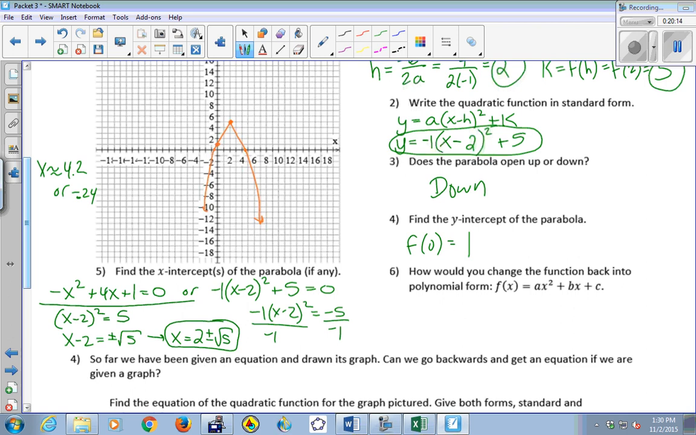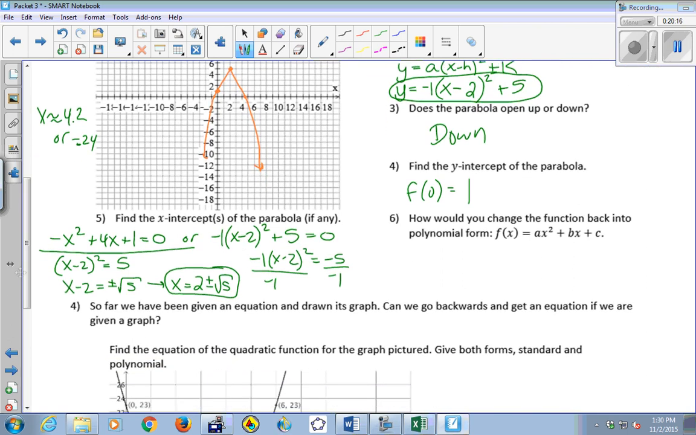Okay, what if I want to change back? What if I gave you y equals -1 times (x minus 2) squared plus 5, and I said, here's standard form, put it in alphabetical form? What would I do? Sure, okay, so Cassandra said either FOIL or multiply by -1.